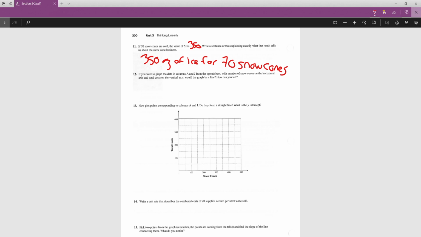We go from $245 to $257, so it went up by $12. 257 to 269. Looks like it goes up by $12 again. Looks like we're constantly going up by $12. So my answer would be yes. It will form a line because it increases at a constant rate.